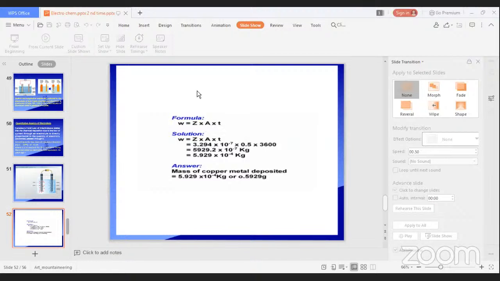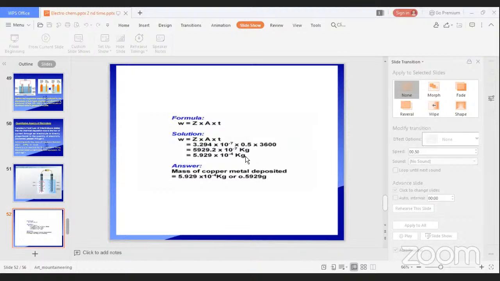Then what is the question? Find out the mass of the substance deposited. So W equals Z into A into T, or W equals Z into I into T. Substituting these three values, 3.2 into 10 power minus 7 is the Z value, A equals 0.5 ampere, and T equals 60 minutes, that is 3600 seconds. What will we get? 5.9 into 10 power minus 4 kg. This is the weight of the substance deposited.